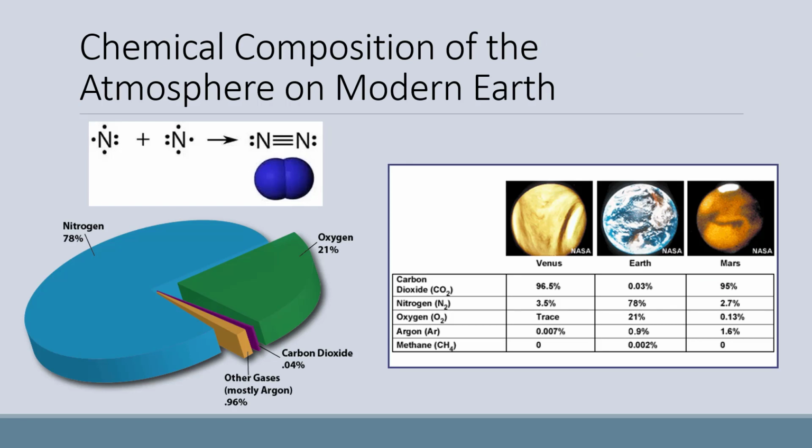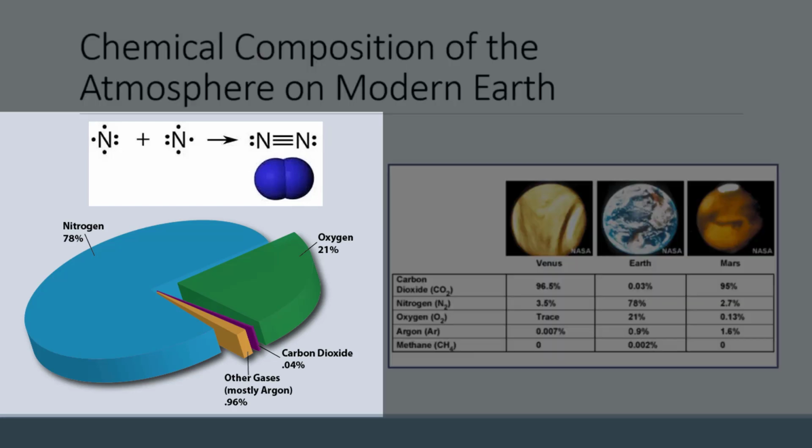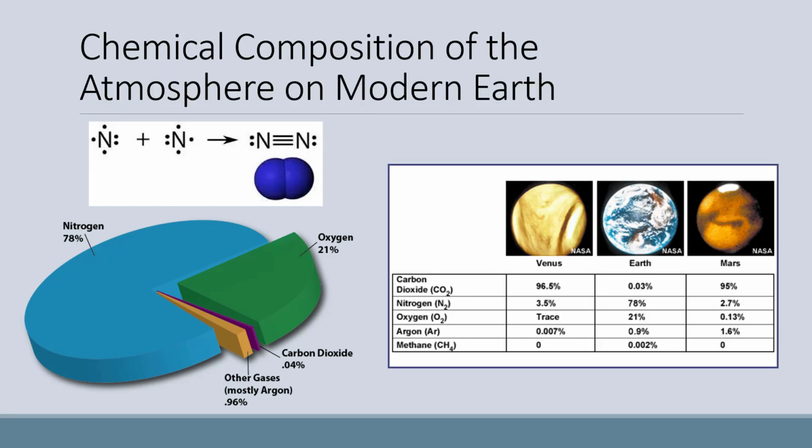But what gases make up the atmosphere? Well, 78% of the atmosphere is made up of dinitrogen, or just nitrogen gas. This molecule is fairly inert because of the triple bond that binds the two nitrogen atoms together. Then about 21% of the atmosphere is O2 or oxygen, while about 0.04% is CO2 or carbon dioxide. Lastly, 0.96% of the atmosphere consists of other gases. Most of this is argon, which is a noble gas and inert. Well, that's the breakdown for Earth.